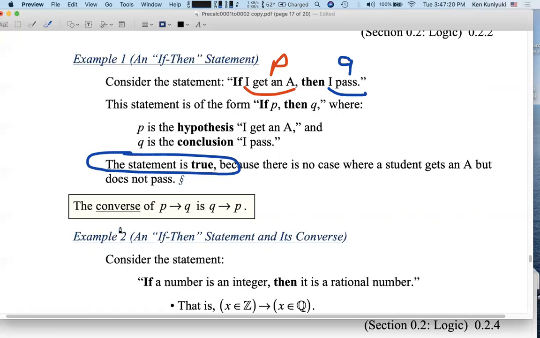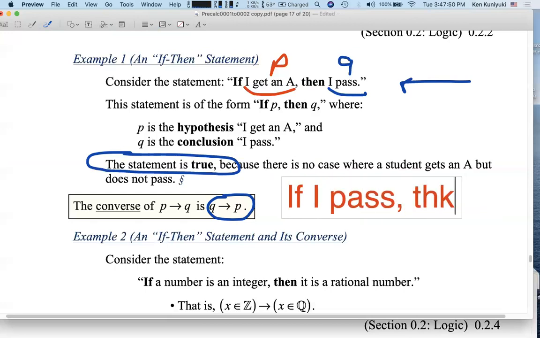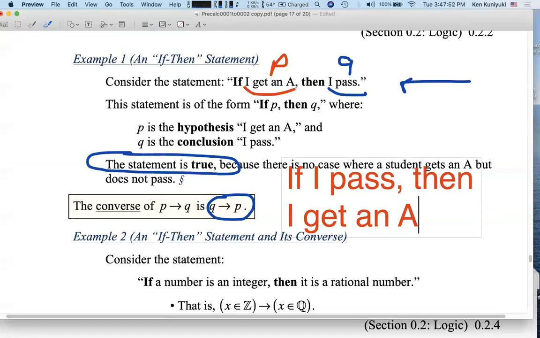But now consider the converse of this. The converse of the if-then statement, if P then Q, is the statement if Q then P. What is the converse of that statement up there? The converse will be, if I pass, then I get an A.